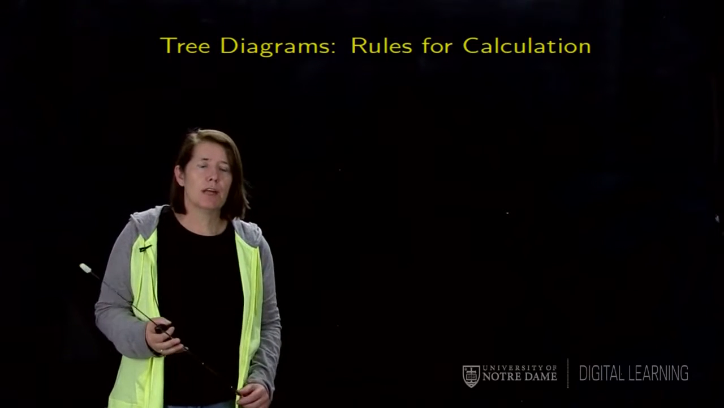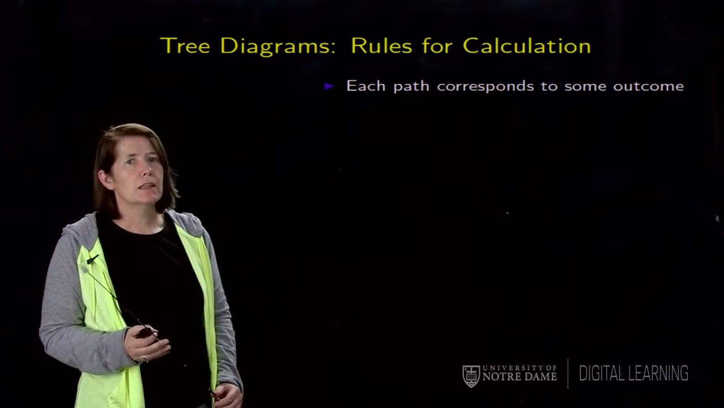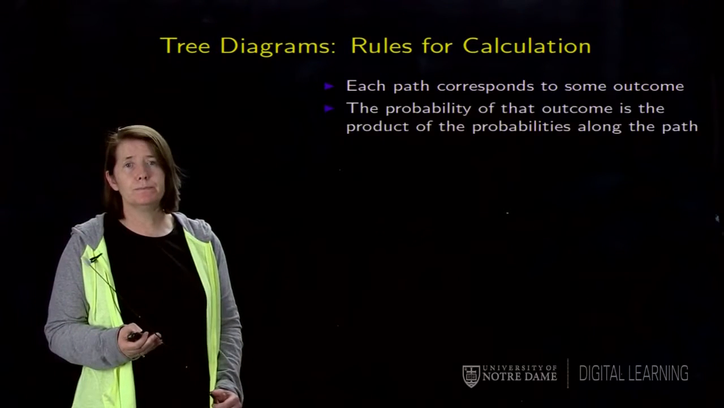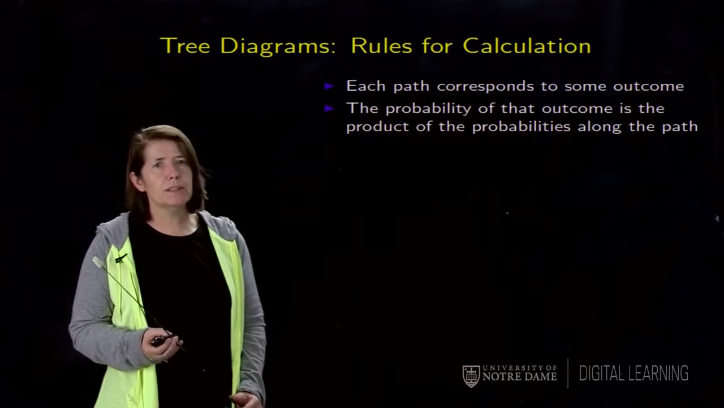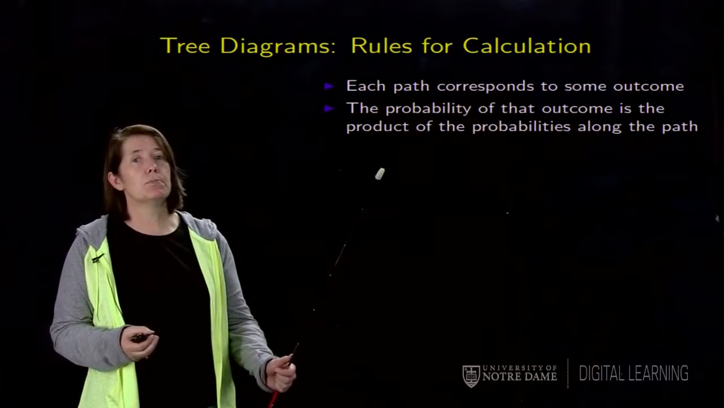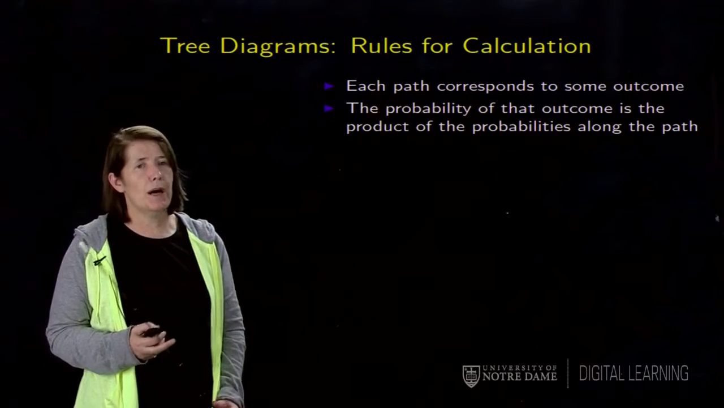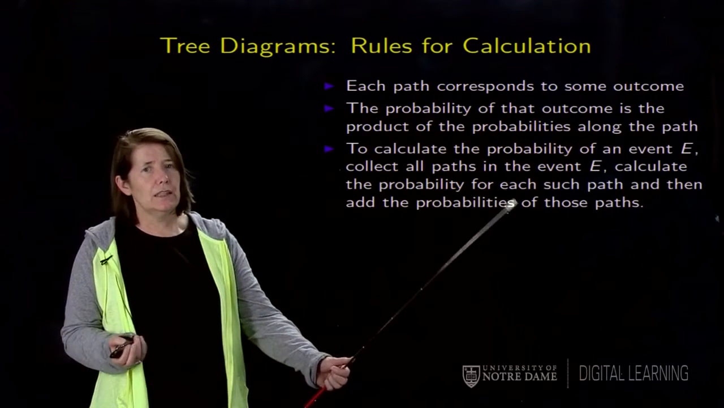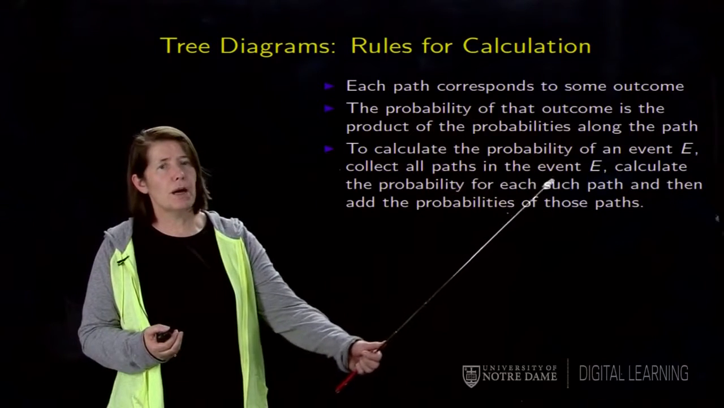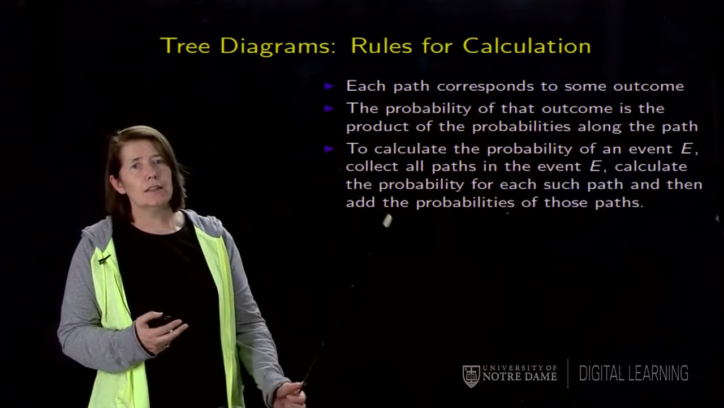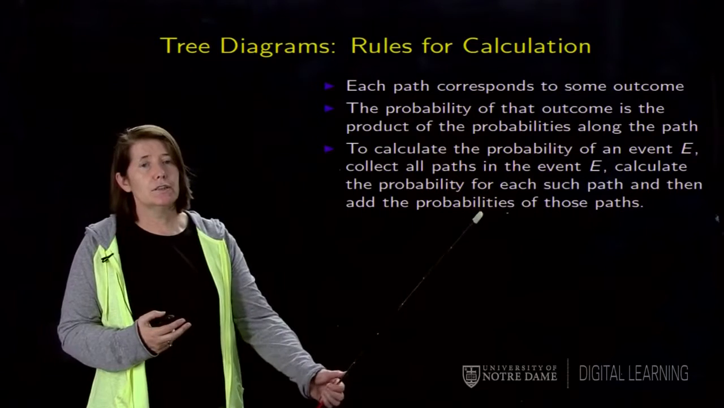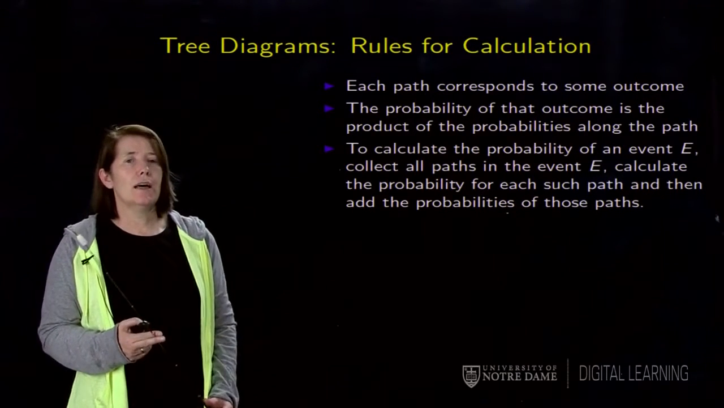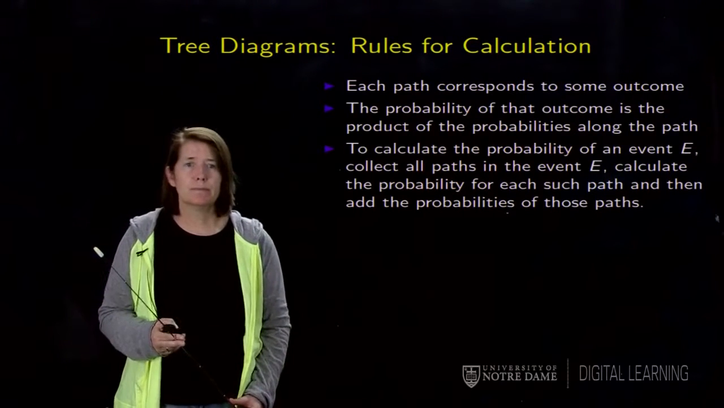What are our rules for calculation? Well, each path corresponds to some outcome for our big experiment. And the probability of that particular outcome is going to be the product of the probabilities along the path. If we have a more complex event, E, we identify all of the paths in the event E, calculate the probability for each one individually by multiplying the probabilities along that path, and then add the probabilities of those paths.